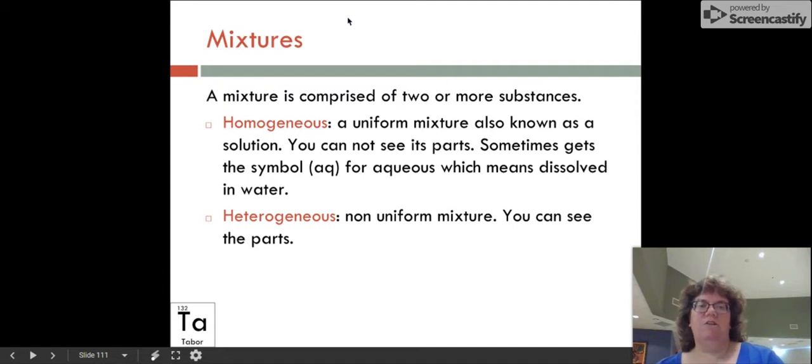Now, a heterogeneous mixture is not uniform. You can tell the different parts. Beef stew is a good example of this if we want to stick with the food example. You can see the potatoes, the carrots, the beef, the liquid. You can see all the different parts. So it's not uniform. A chocolate chip muffin is another good one. You can see the chocolate chips. You can see the muffin. It's a heterogeneous mixture.